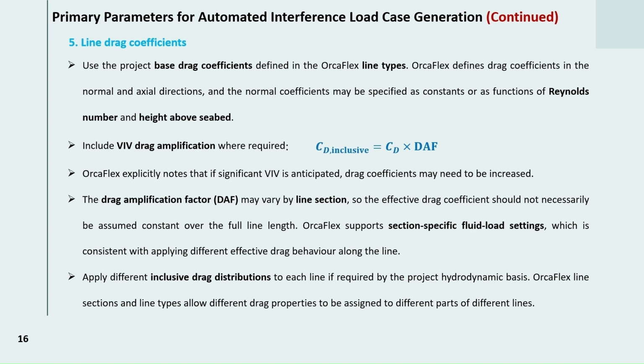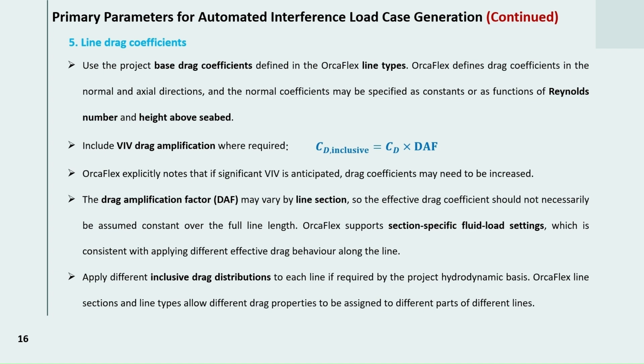This slide explains why line drag coefficients are important in automated interference load case generation. In Orcaflex, the base drag coefficients are defined in the line type data. These coefficients are used to calculate the hydrodynamic drag force acting on the line. Orcaflex defines drag coefficients in the normal and axial directions, and the normal drag coefficients can be constant or can vary with parameters such as Reynolds number, and height above seabed.